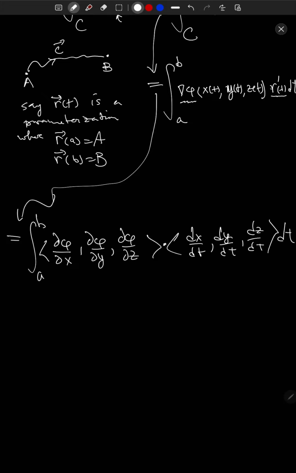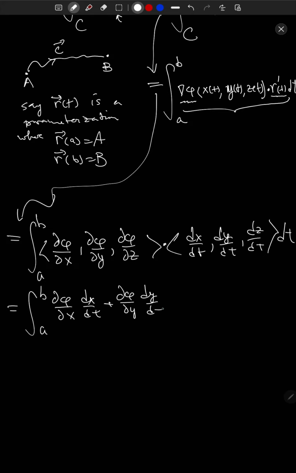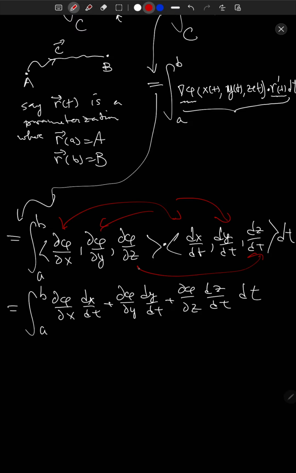Okay, and sorry, I should emphasize that's a dot product right there. So just to emphasize, we're actually integrating a regular one variable calculus integral of a function with variable t. Okay, so let's write this out. This is a, b, and I'm just going to take the dot product. This is dφ/dx dx/dt plus dφ/dy dy/dt plus dφ/dz dz/dt. Right? And all that happened is I took the dot product, right? This times this, plus that times that, plus that times that.